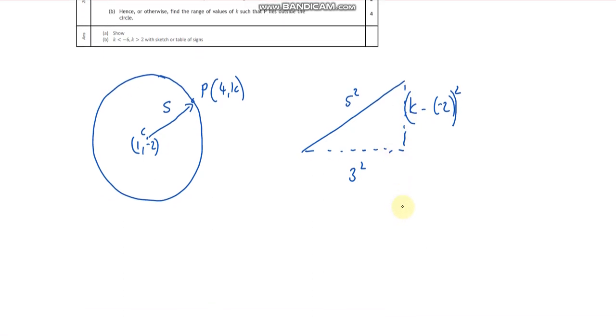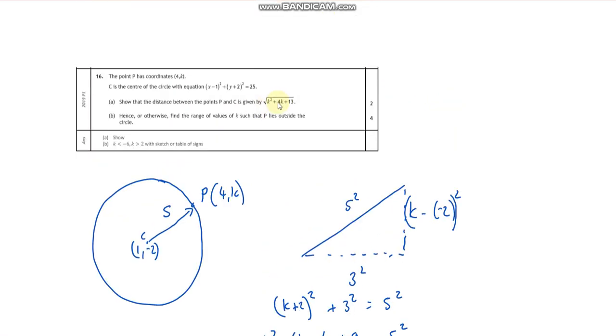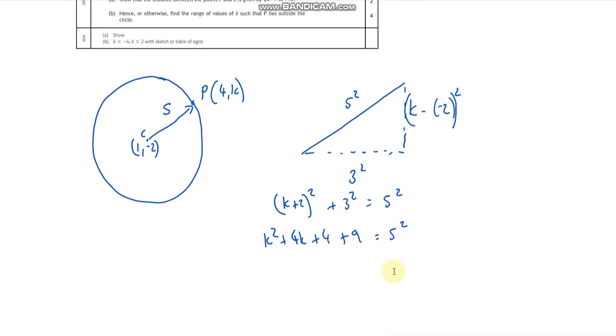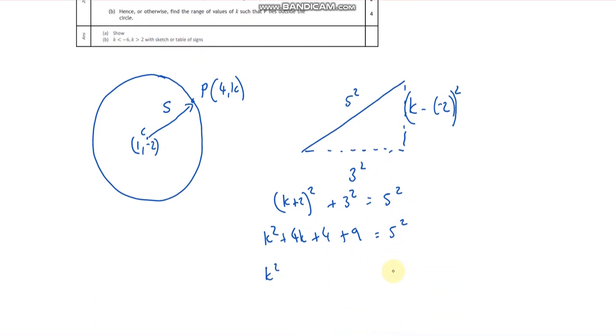So then I'm saying that (k plus 2) squared, because the two negatives there will make it positive, plus 3 squared is going to equal 5 squared. So that's k squared plus 4k plus 4 plus 9 is going to equal 5 squared. I'm just going to check to see what form they had it in. So the distance was 5, no problem. So k squared plus 4k plus 13 is equal to 5 squared, and the distance is going to be the square root of that, isn't it? Because the distance is the radius, which is 5.